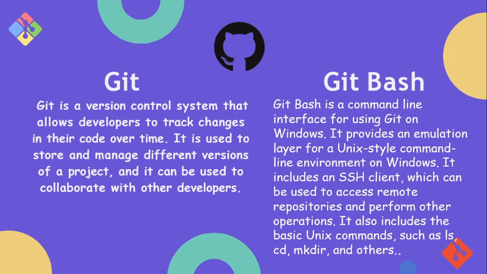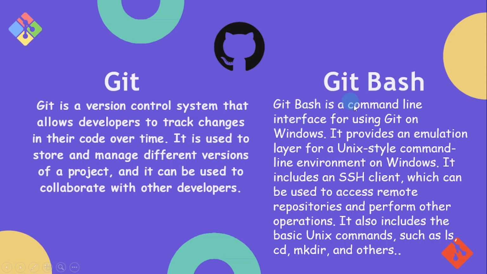Okay, so next, what is Git? Essentially, Git is a version control system that allows developers to track changes in their code over time, and it is used to store and manage different versions of a project, and it can be used to collaborate with other developers. It's just similar to GitHub. They are interrelated. Okay, so let's see what Git Bash is.